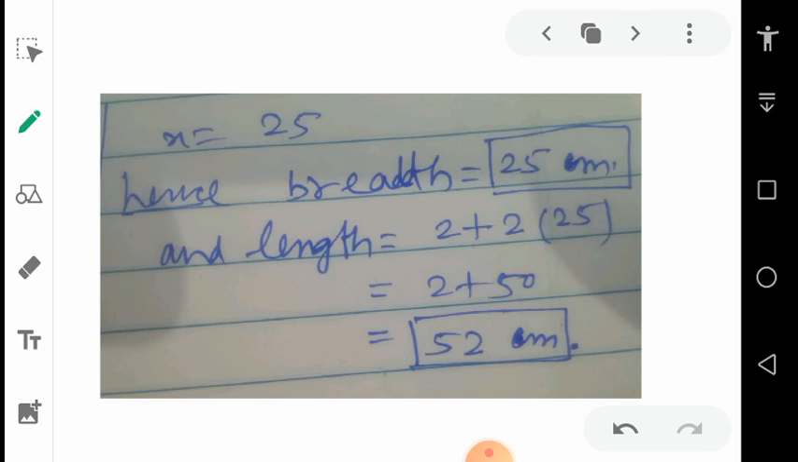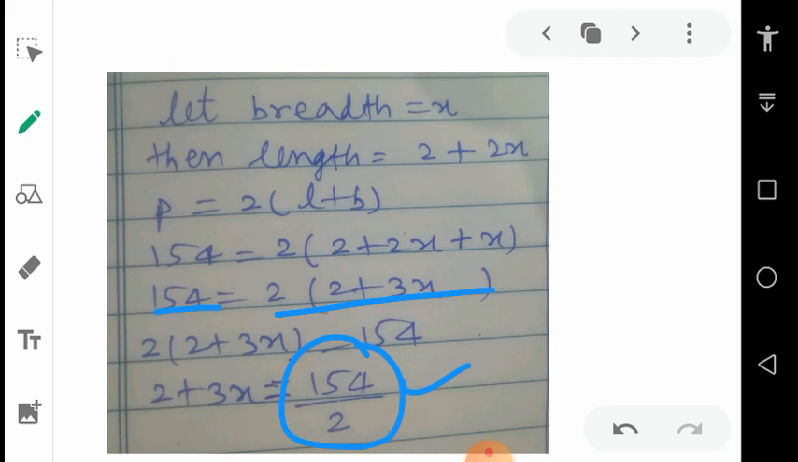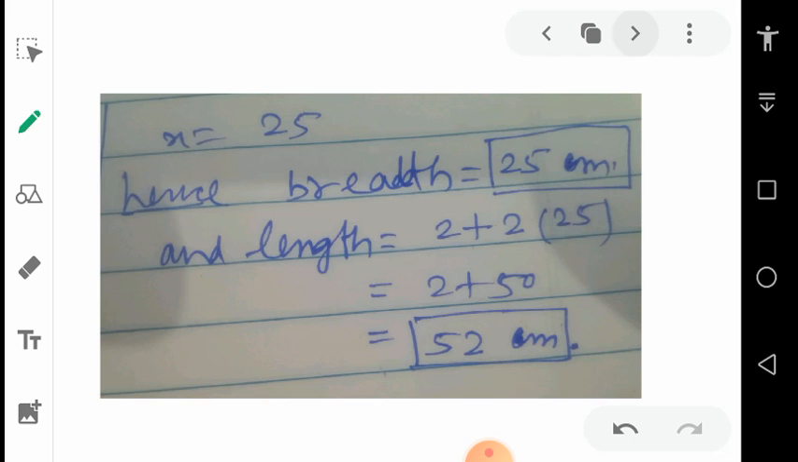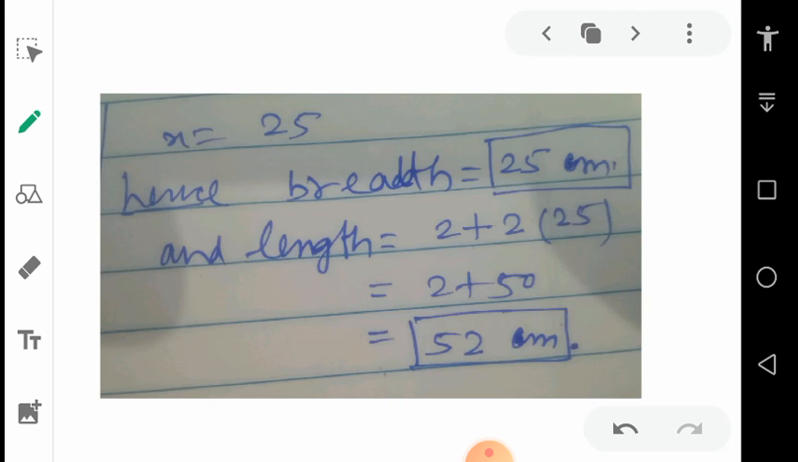Next, we have found x, that is 25. Now what is the breadth? We assumed that the breadth was x in the previous slide. Here the breadth is x, so the breadth will be 25. And what is the length? As you can see, length is 2 plus 2x, so length will be 2 plus 2x.